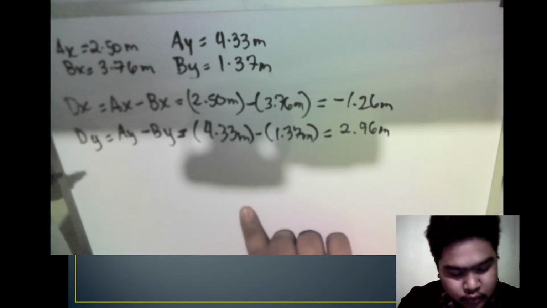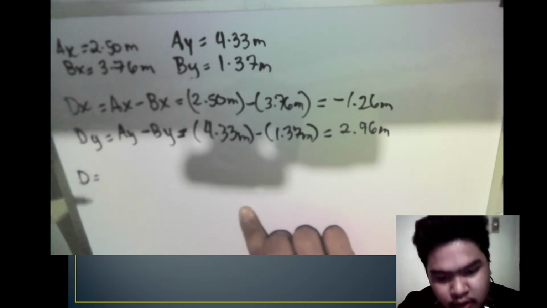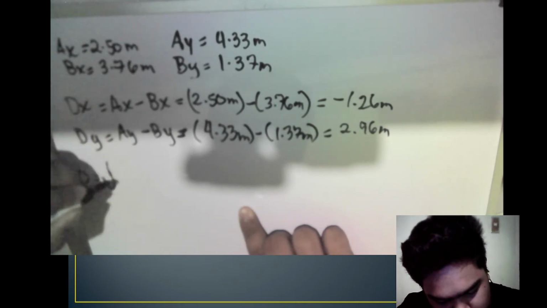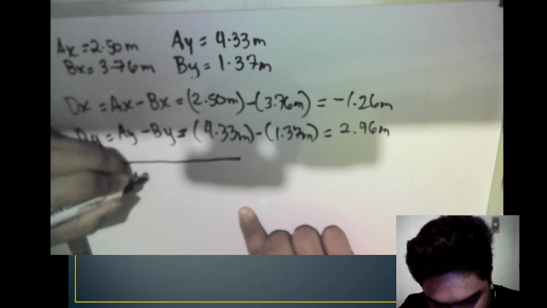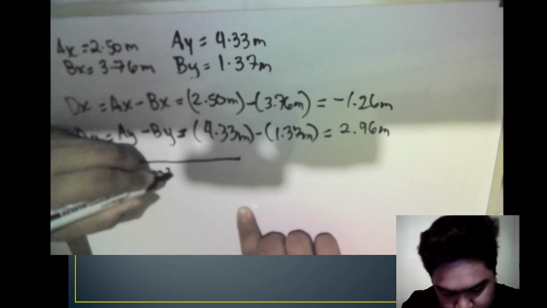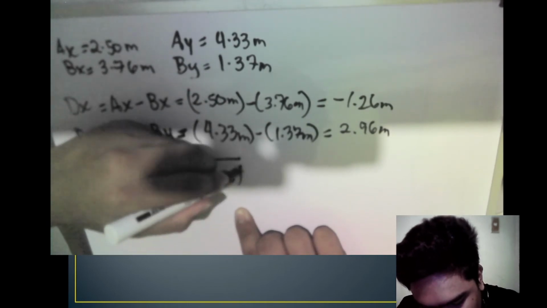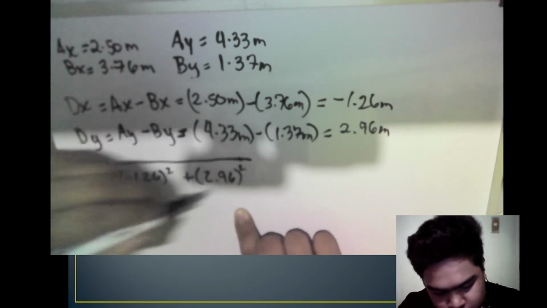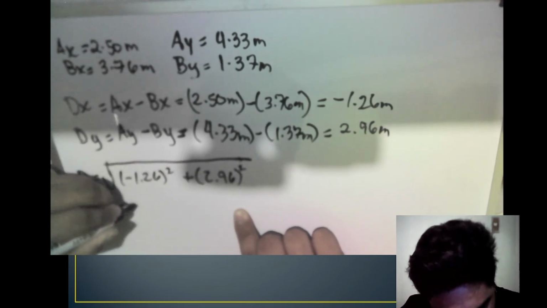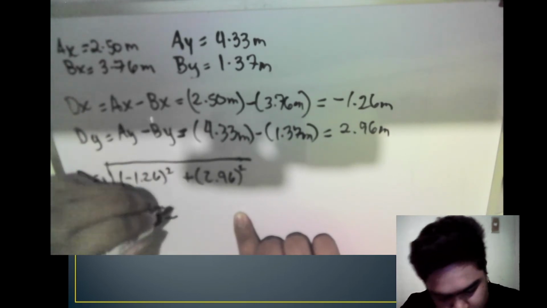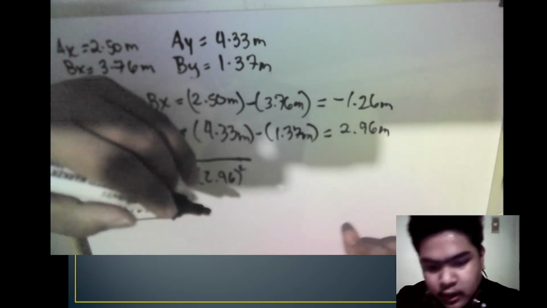So here we can now solve the magnitude for the d. So the magnitude formula that we will use is the Pythagorean theorem. So d is equals to the square root of negative 1.26 meter squared plus 2.96 meter squared. So pares po silang squared and the total would be 3.22 meter. So this is the magnitude for the d.